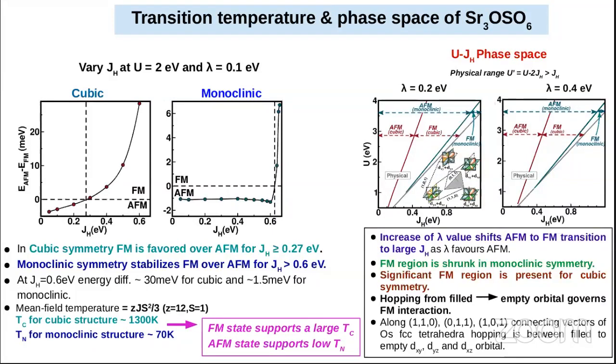The inset shows the orbital ordering of two t2g orbitals of the four osmium sites of the tetrahedra for the stabilized ferromagnetic state, as the ferromagnetic interaction comes from hopping from a filled t2g orbital to an empty t2g orbital. If we look at the connecting vectors along 110, 011 and 101, the hopping is between filled and empty dxy, dyz and dxz orbitals respectively.